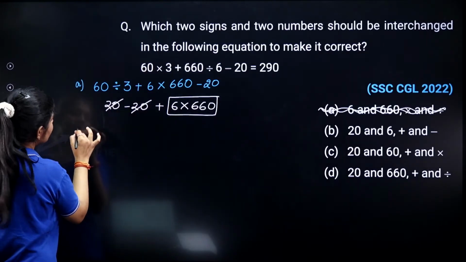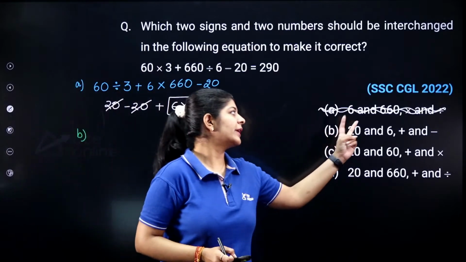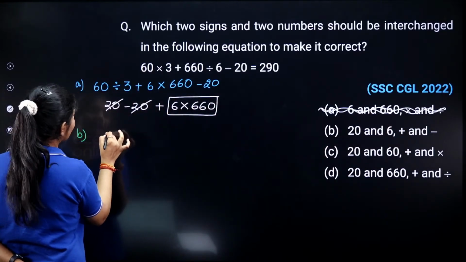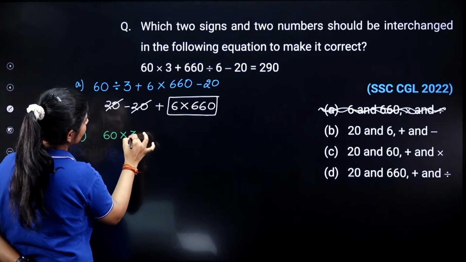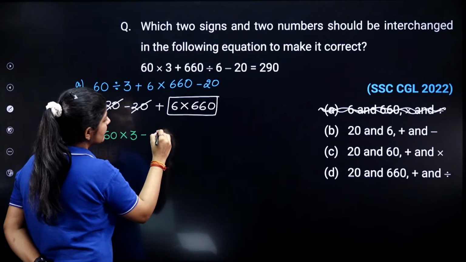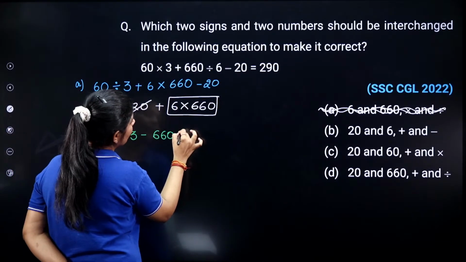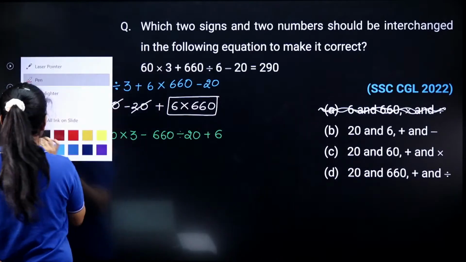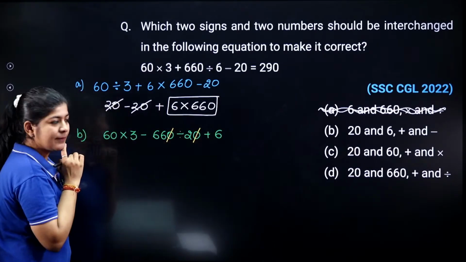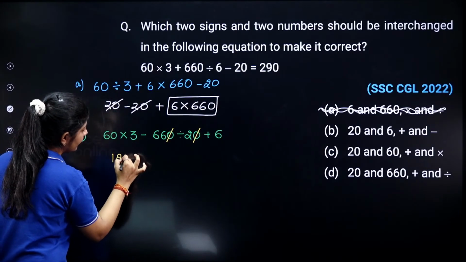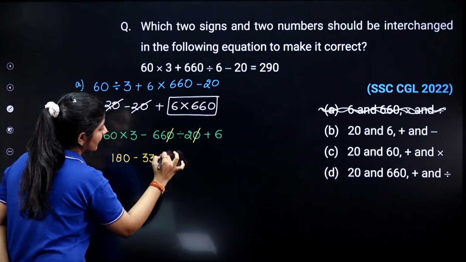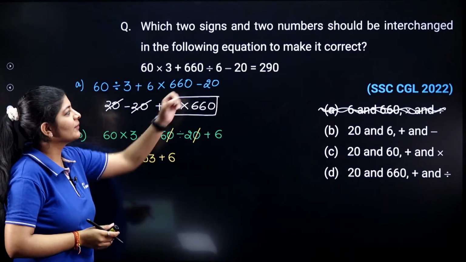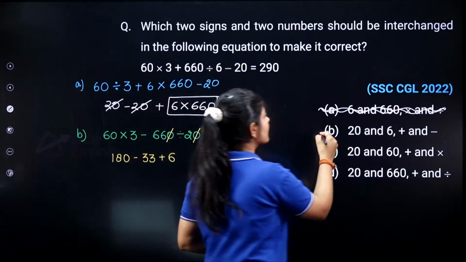Let's see option number B. Here we need to convert 20 to 6 and vice versa, plus to minus and vice versa, right? So here we have 60 into 3 minus 660 divided by 20 plus 6. This is what we are having. We know that this 0 and this 0 are eliminated. Here I am getting 33. 180 minus 33 plus 6. If I solve this equation, I am not able to get 290 as my answer. So this option is also eliminated.